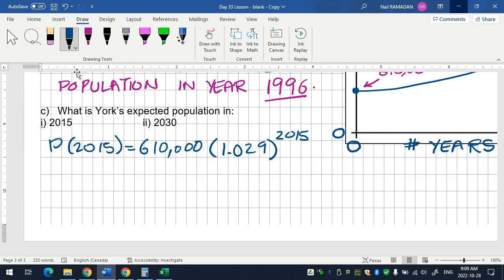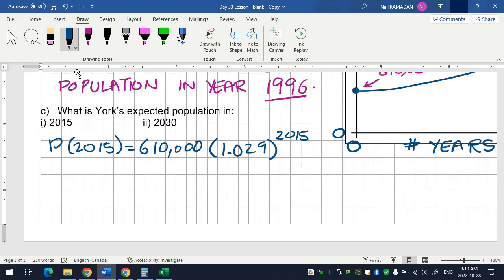Everyone, is this correct? Patrick, why is this disastrously incorrect? What did I use here? The actual year. What did we say the exponent is? The difference between which year and which year? When did we start measuring the population of York's region? 1996. If you kept going with 2015, what would that mean?